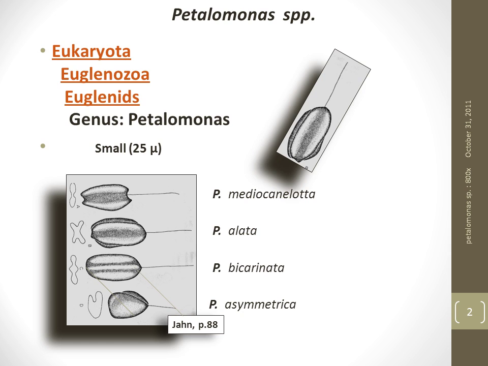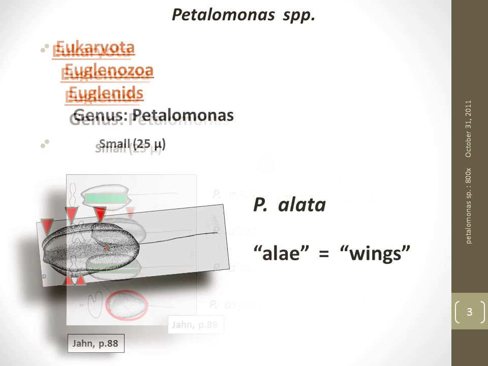Note that the Latin names reflect particular anatomical features of the body of the organism. Mediocanalata, a canal running down the middle of the organism's body. Elata, wings. Bicarinata, ridges, two of them. Asymmetrica, an asymmetrical or non-symmetric surface or outline.